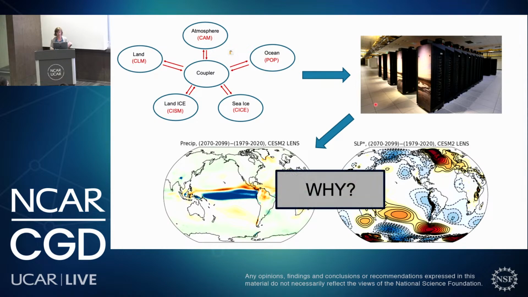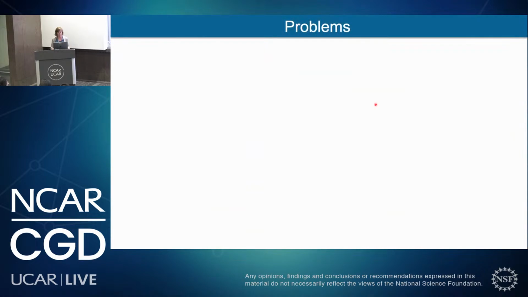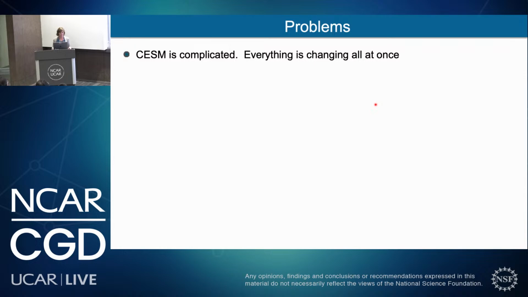But the challenges come in when we try and understand why do these changes happen? Why is the model doing what it's doing? Do we trust it? And why does the real world behave the way that it does, as well as just the complex CESM? And so there are a number of challenges that we face when really trying to answer the question of why are things happening. One, as I mentioned, is CESM is complicated. Everything is changing all at once.